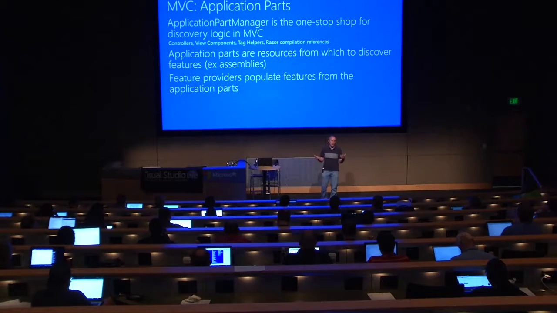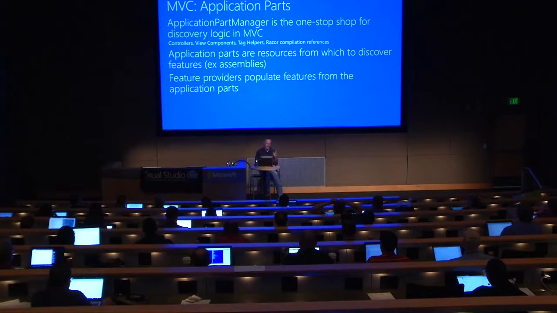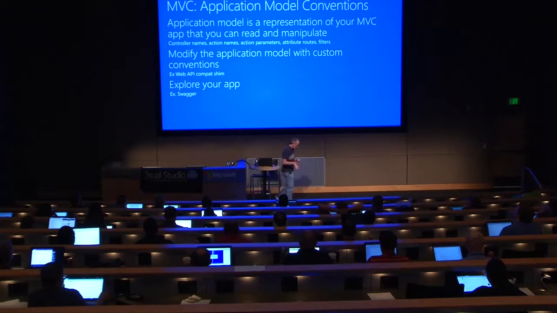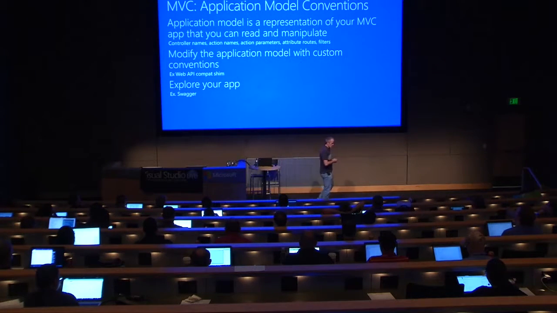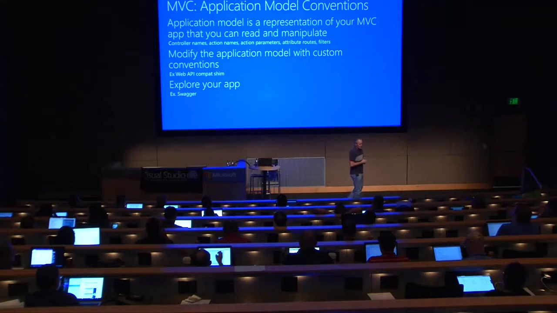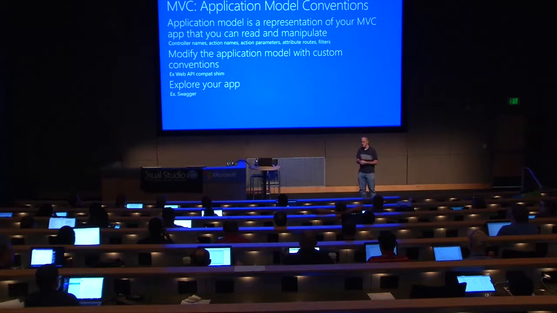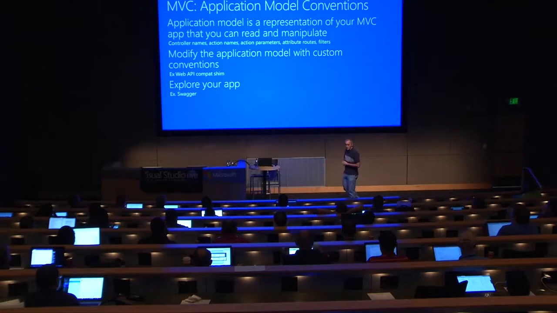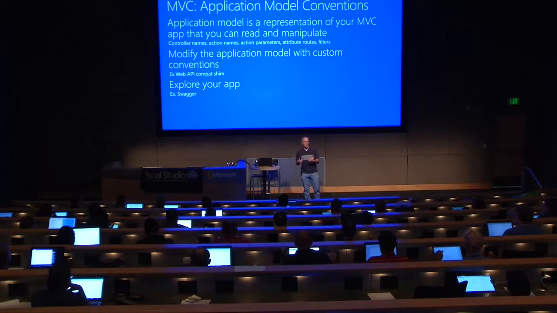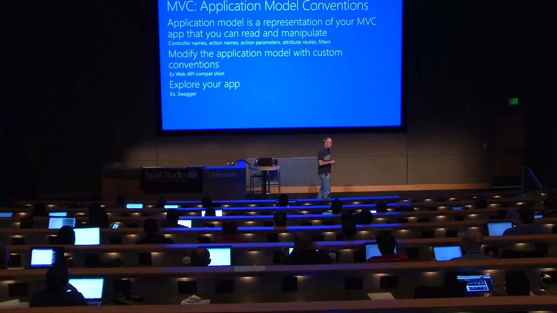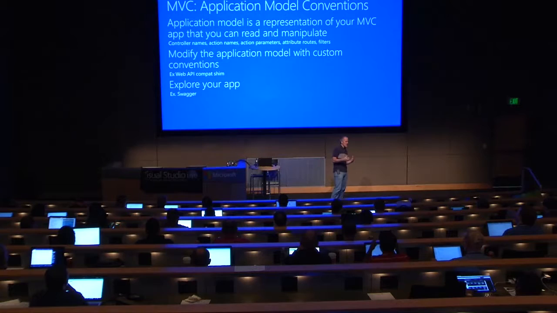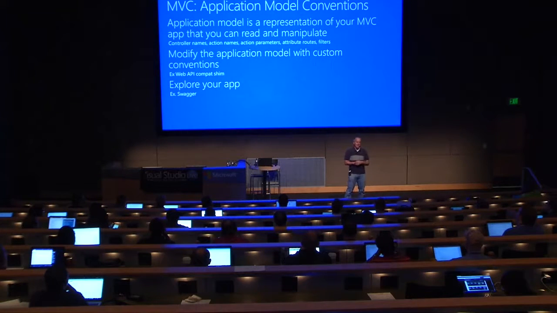You could implement other feature providers for the other parts of the system as well, tag helpers and view components and so forth. But before I do that, I'm going to talk about the second part of it, which is the application model. So application parts and feature providers are all about discovery and customizing discovery. Application model defines the conventions that we use to decide, what is an action in this system? What are the parameters of this action? What are its routes? That is all decided by the application model.